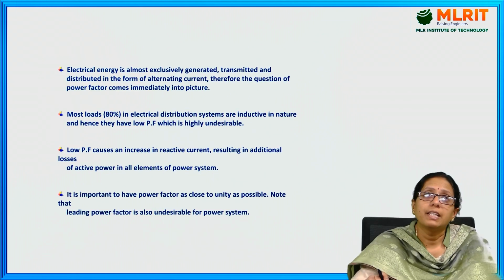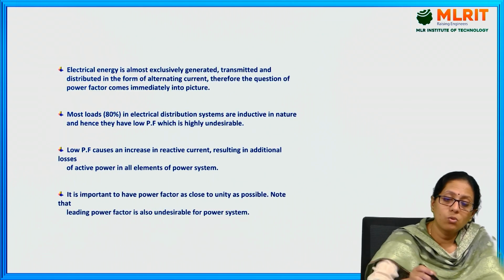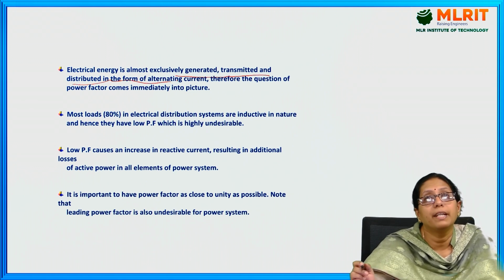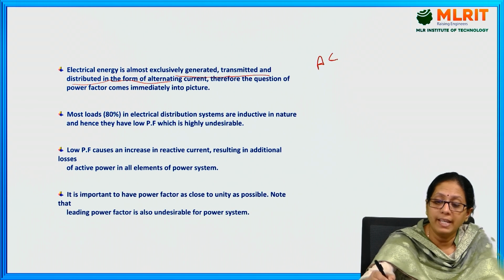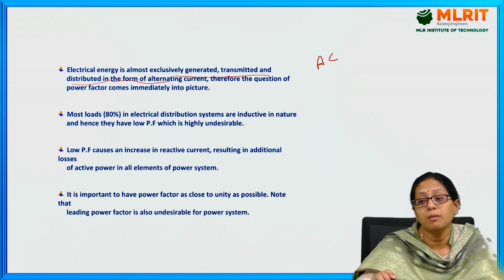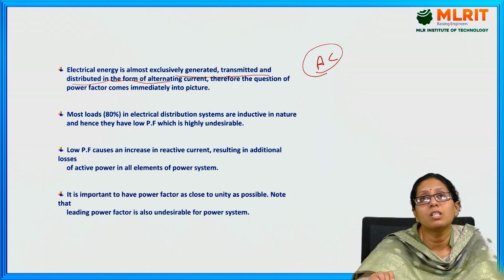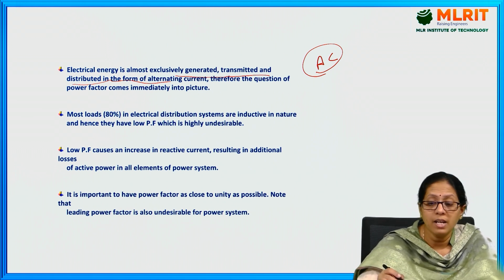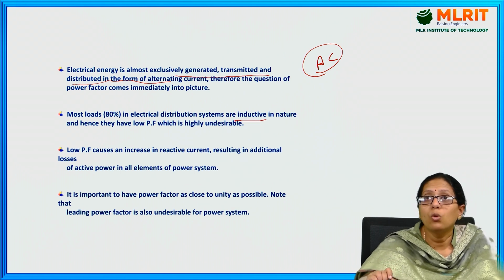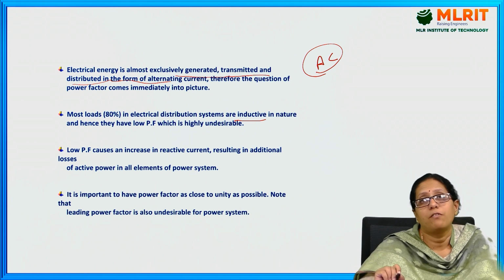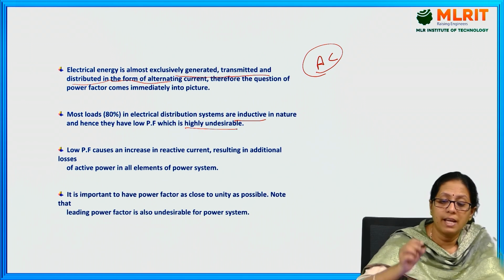See, electrical energy is almost exclusively generated, transmitted and distributed in the form of alternating current, that is, in the form of AC. Therefore, the question of power factor comes immediately into the picture because it is AC transmission as well as distribution. Most of the loads, 80% of the electrical distribution system, are inductive in nature and hence they have a low power factor, which is highly undesirable.